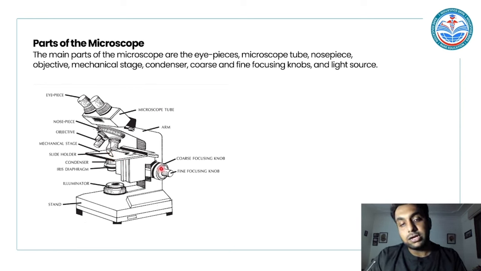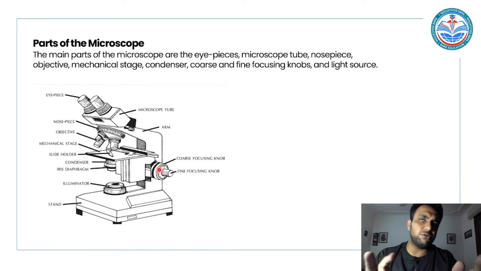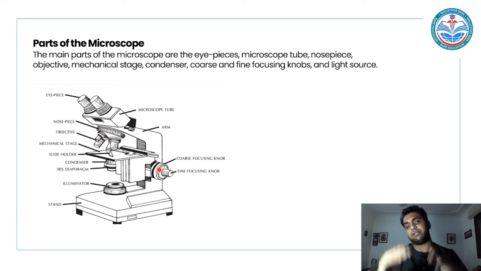Then there are two kinds of focus. One is a coarse focus and one is a fine focus. The coarse focus is for big changes. Fine focus is for minute changes. So if you have used a microscope, you already know what I mean. If you want to go 5 to 10 levels up or down, you use coarse focus. But if you just want to go 1 or 2 or 0.5 or 0.3 up or down, you use fine focus to change the crispness of what you're seeing.